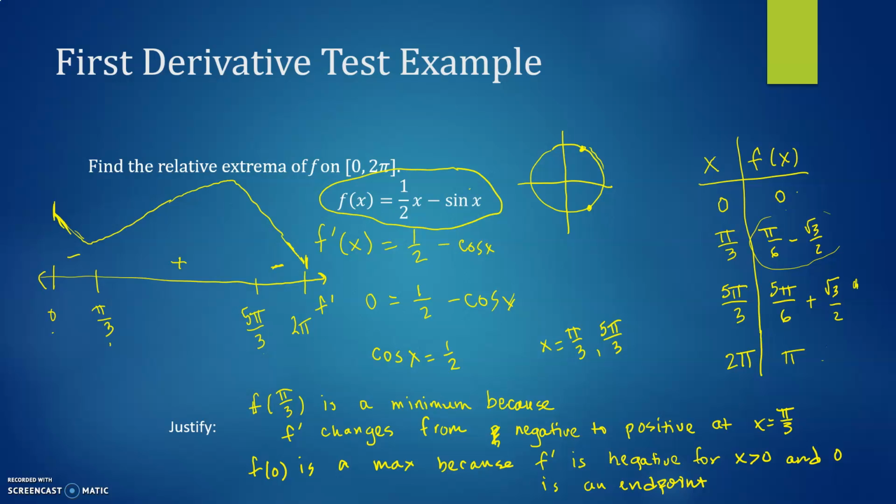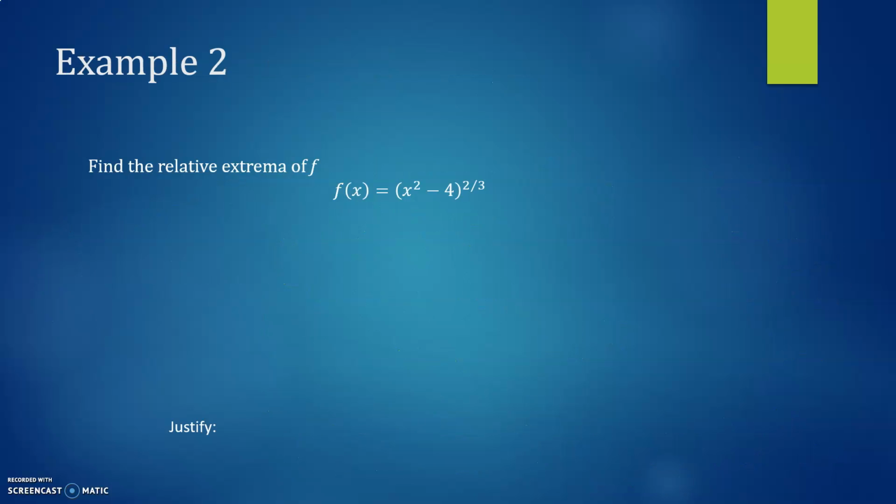So that kind of justification of using the first derivative in order to determine where your maximums and minimums happen, that's the first derivative test. Okay, we're going to do one more. Here is a different function. So we're going to take the derivative.